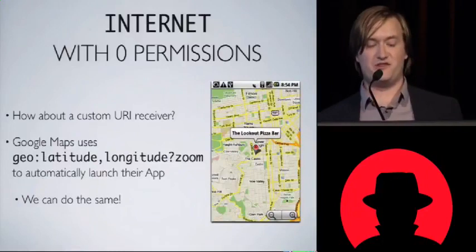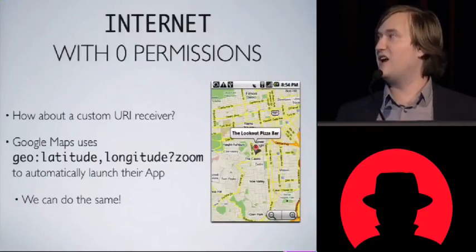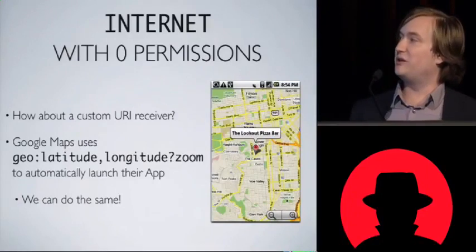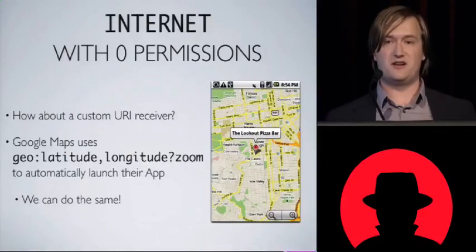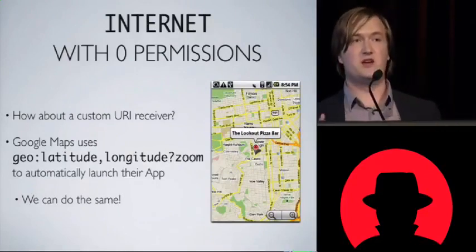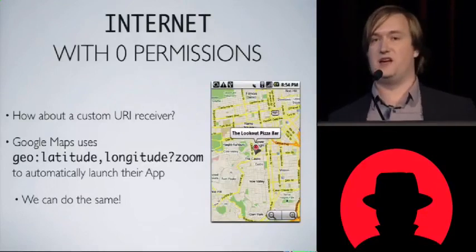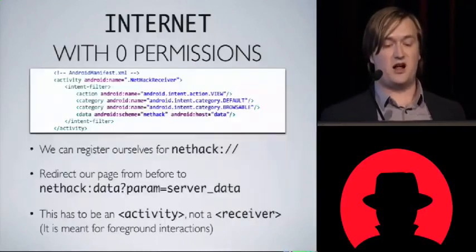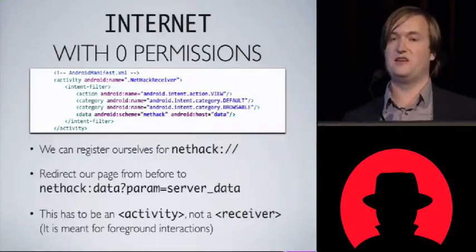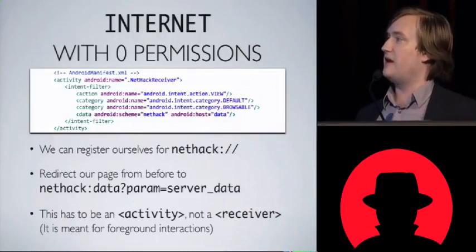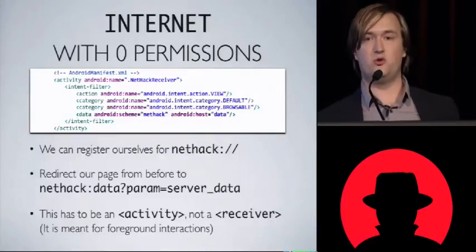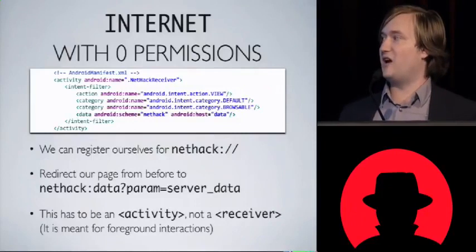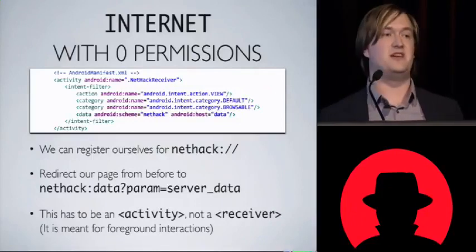So how about we try something else? How about a custom URI? Google Maps registers for the protocol geo, like latitude, longitude. When you click on a link of that format, it automatically pops up the Google Maps application and shows you that location. So we can actually do the same thing with our application. We can register ourselves for the NetHack protocol, and then the page on the server side can automatically redirect to a page like NetHack data with some private information that would be the response from the server.